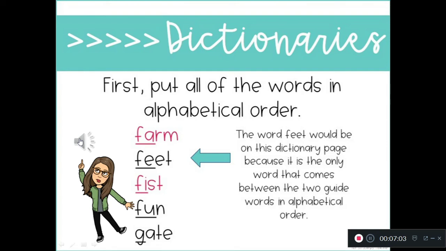Can any of those words fit between farm and fist? Well, we see that the word feet fits right in between them. And then I continue looking at my letters. As you can see, we then have fist, fun, and gate.